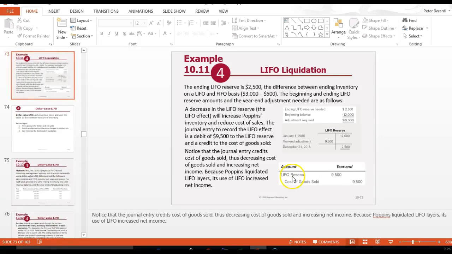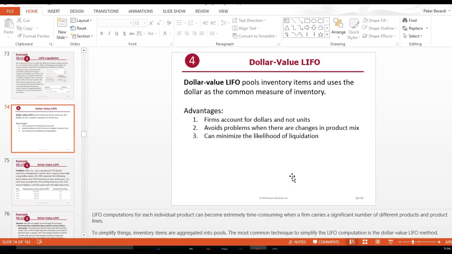Essentially, dollar value pulls inventory items and uses a dollar as the common measure of inventory. It's too complex to convert FIFO and LIFO based on quantities, which is probably a more accurate view. But because it's not practical to go through all the quantities in a perpetual inventory, dollar value LIFO was created to deal with the total dollar amounts of inventory, so it creates a pool of items and uses a dollar as the common measure. The advantages are the firms account for dollars, not units. It avoids problems when there are changes in product mix and can minimize the likelihood of liquidation.